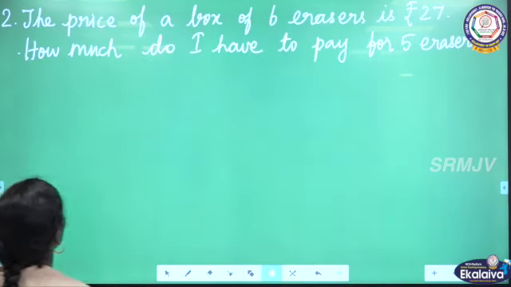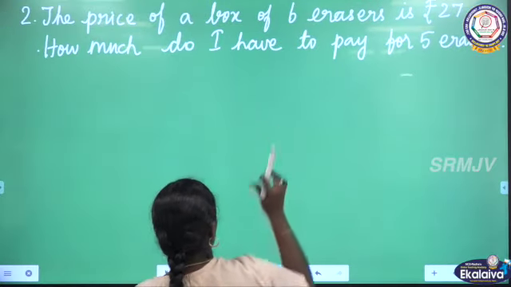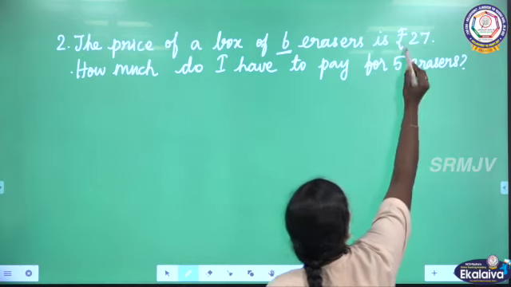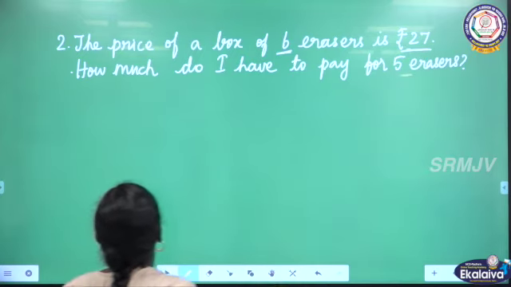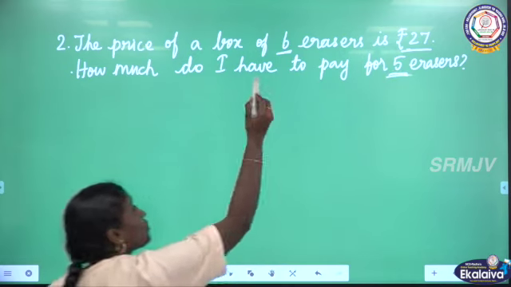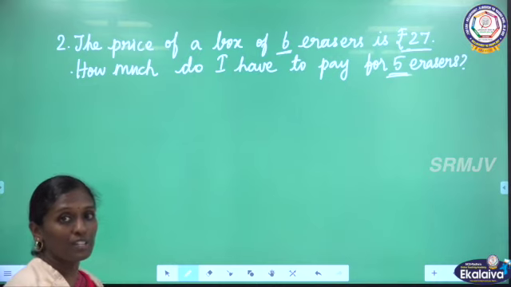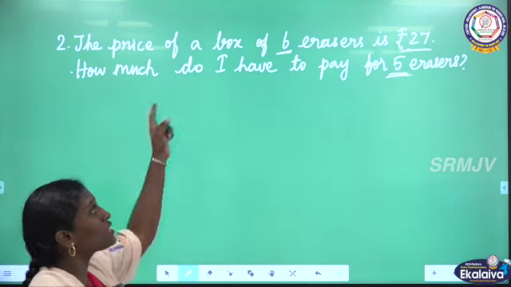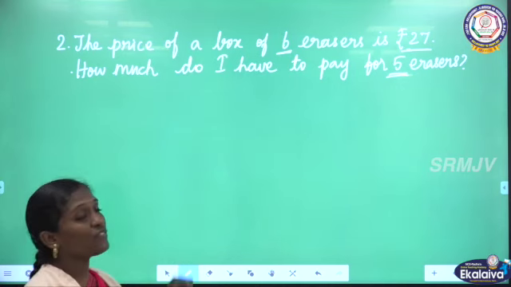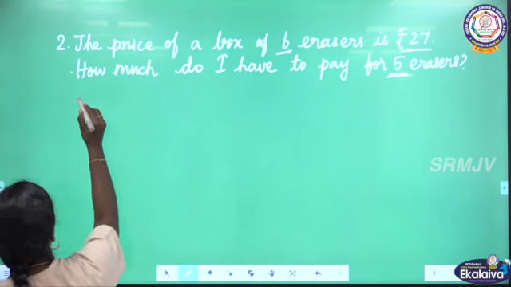The next one, the price of a box of 6 erasers. 6 erasers is given, that is rupees 27. How much do I have to pay for 5 erasers? From many to many again, we are going to use unitary method. From 6 erasers, first we have to find out the cost of 1 eraser. After that we have to find out the cost of 5 erasers by using multiplication.